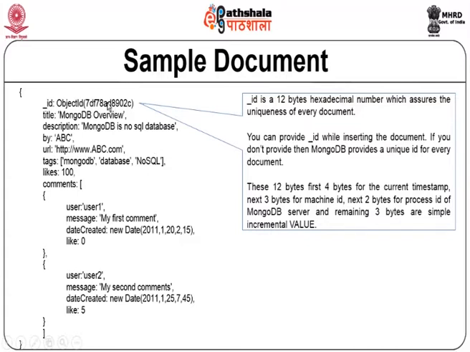Since this is going to be 12 bytes, the breakup of these 12 bytes is as follows. The first 4 bytes indicate the current timestamp, the next 3 bytes of this ID indicate the machine ID, the next 2 bytes indicate the process ID of the MongoDB server, and the remaining 3 bytes are a simple incremental value. So, the combination of these bytes makes the document ID more unique.